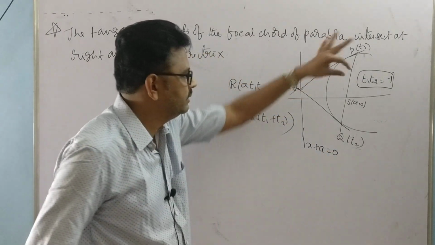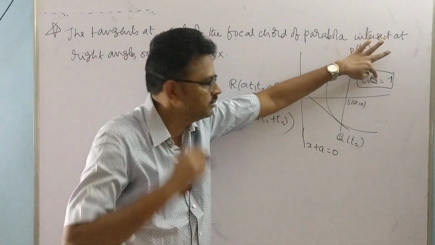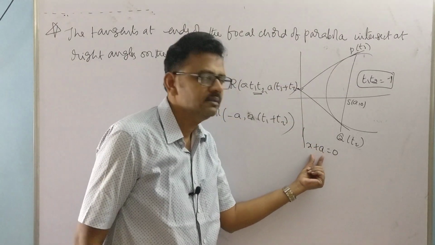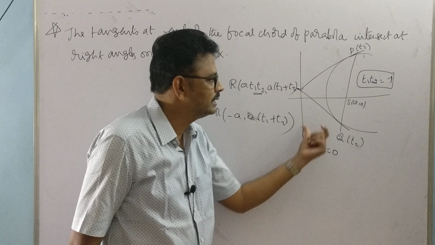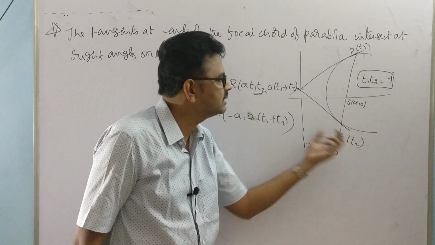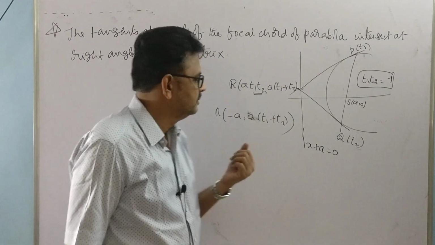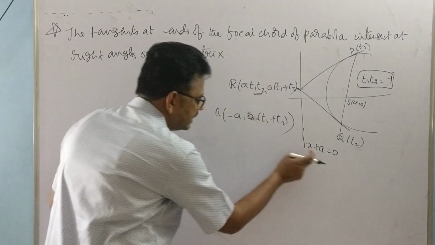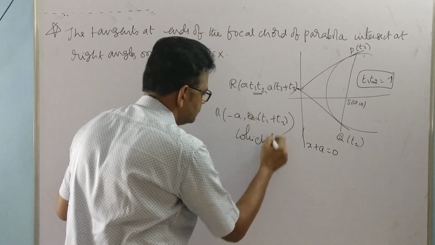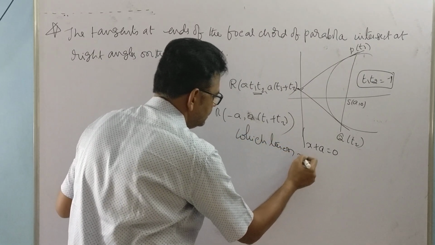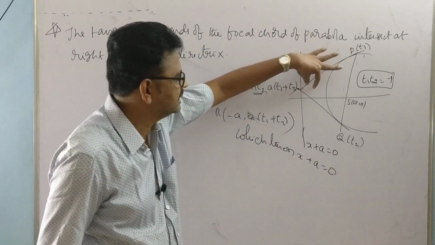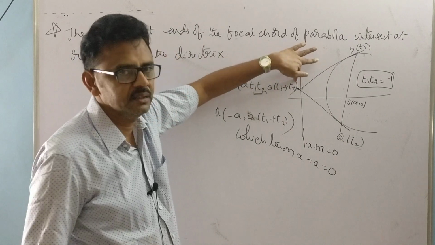So t1 t2 equal to minus 1, that is a concept. Point of intersection of tangents, that is also a concept. Equation of directrix, x plus a equal to 0. So this is the combination of all the concepts which we discussed earlier. Here, clearly the point lies on x plus a equal to 0. Therefore, the tangents intersect on the directrix.